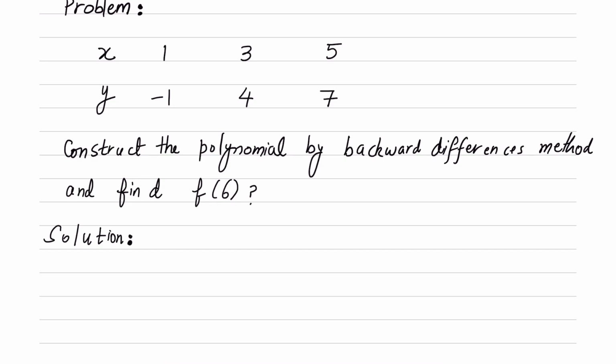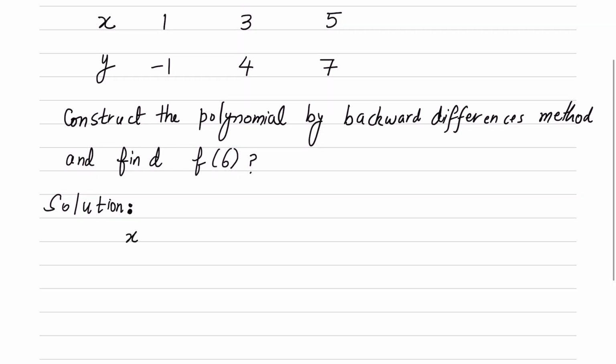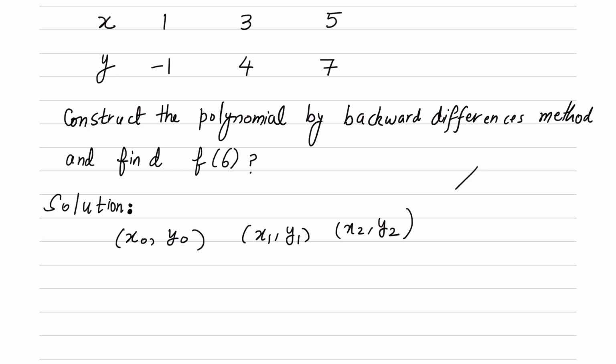After we find the polynomial, we have to find the value of the function at given x, which is 6. So let's construct the polynomial by using the backward differences method. Since we have 3 points data given to us, x0, y0, x1, y1, x2, y2, and this data is equally spaced, we are going to use backward differences method. We use backward differences and forward differences methods only for equally spaced data.